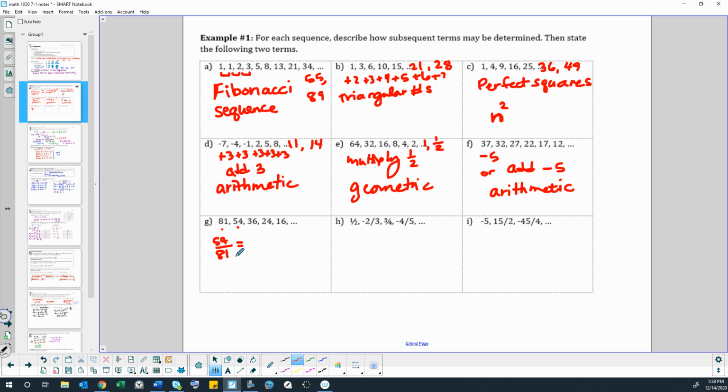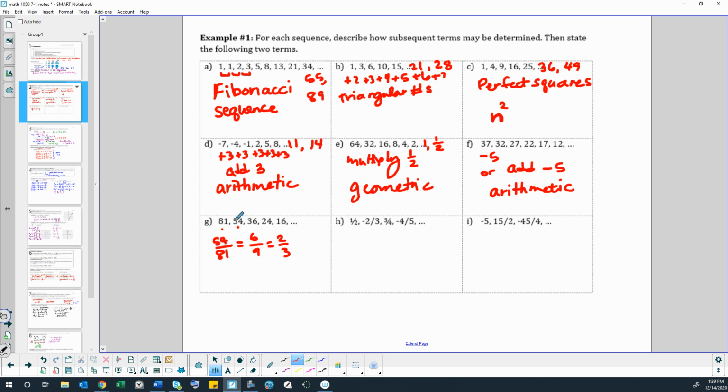So both 54 and 81 are divisible by 9, correct? So 54 divided by 9 would be 6, and 81 divided by 9 is 9. So we can actually go further than that. This is 2/3. This is a 2/3 ratio. If we multiply 81 by 2/3, we should get 54. If we multiply 54 by 2/3, we should get 36.